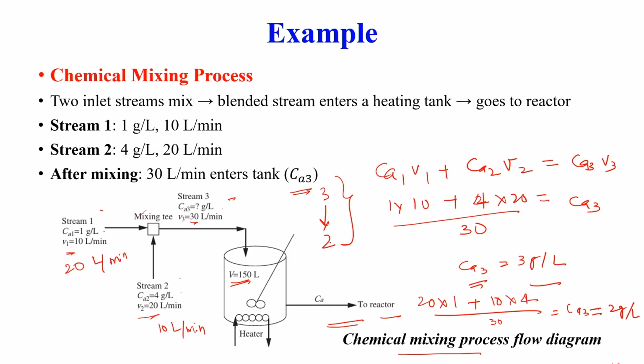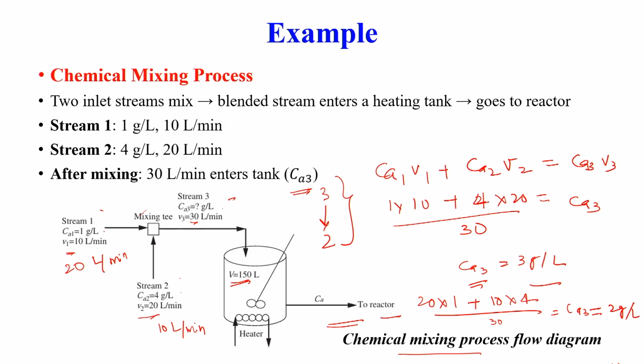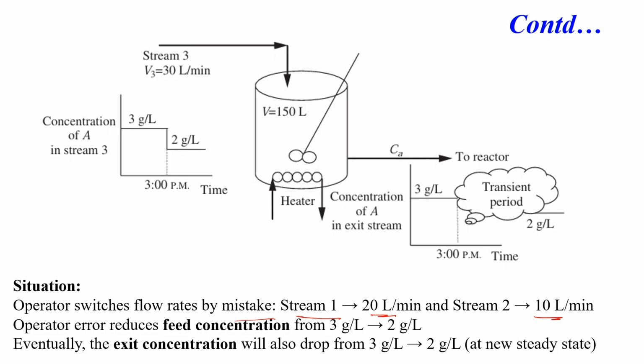Now, here comes the dynamics, because when there is change it will take a certain time to see these changes. Finally, this Ca at a steady state, if it was 3, also has to gradually come down to 2 gram per liter. So now, consider this 30 liter per minute was entering here, and the concentration of A gradually dropped from 3 gram per liter to 2 gram per liter, and accordingly the response Ca also needs to change from 3 to 2.